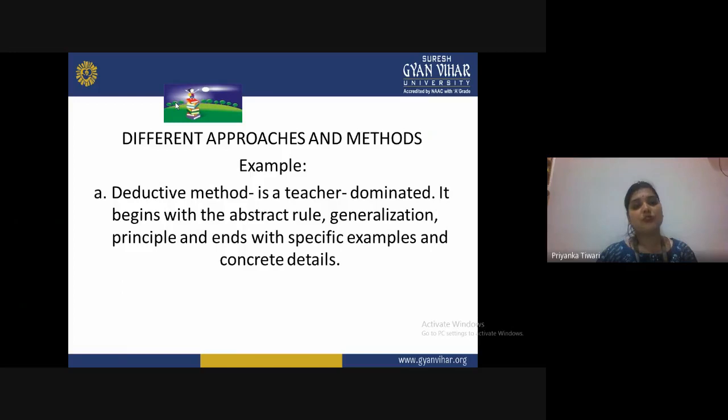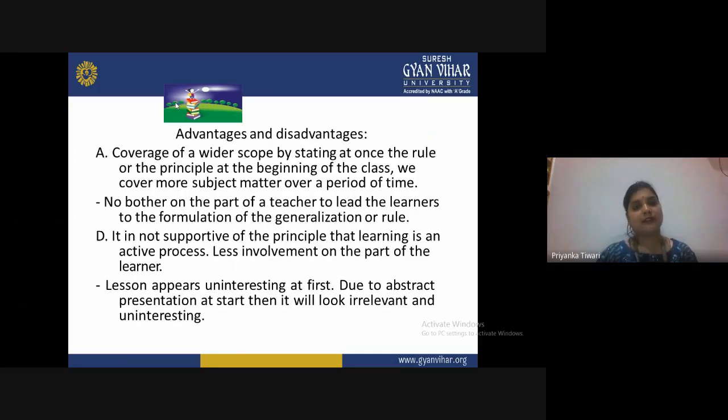So different approaches and methods, for example, the deductive method, is also a very important method in English language teaching. In the teacher-dominated method, it begins with the abstract rule, generalization, or principle, and then moves to specific examples and concrete details. So advantages and disadvantages are there.